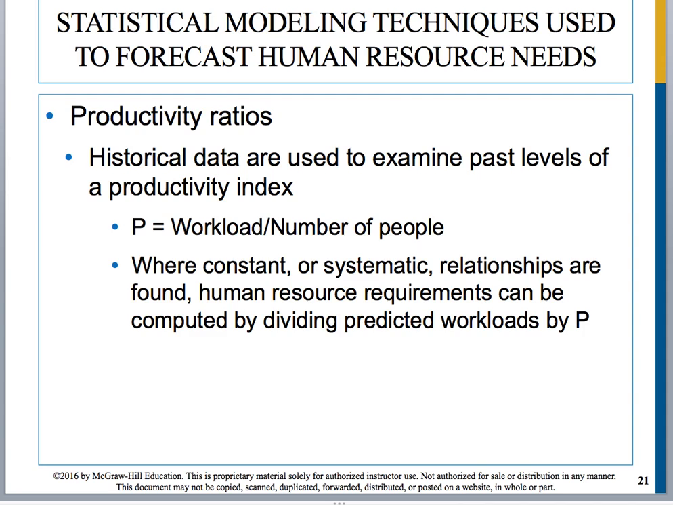Productivity ratios. This is using historical data. So you're using data from a long period of time, and it's going to help you examine the past levels of your productivity of your workers. And so productivity is going to equal the workload divided by the number of people performing the work. And the constant or systematic relationships are found. And then your HR requirements can be computed by dividing the predicted workloads by P.